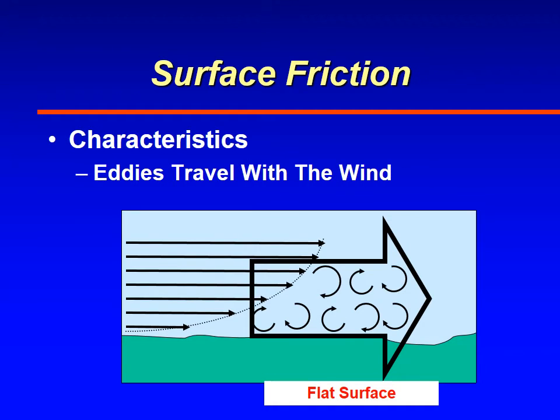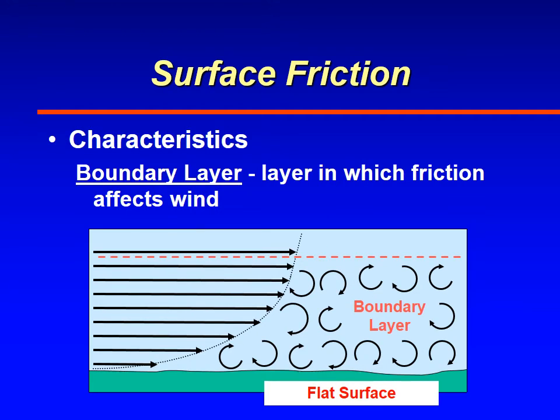The eddies travel with the wind and they move downwind. As long as there's strong shear in the lowest layers, these eddies continue to be produced and they move with the wind. The lowest layer of the atmosphere where you have these eddies being produced is called the boundary layer. And by definition, the boundary layer is a layer in which you have friction that is affecting the wind.